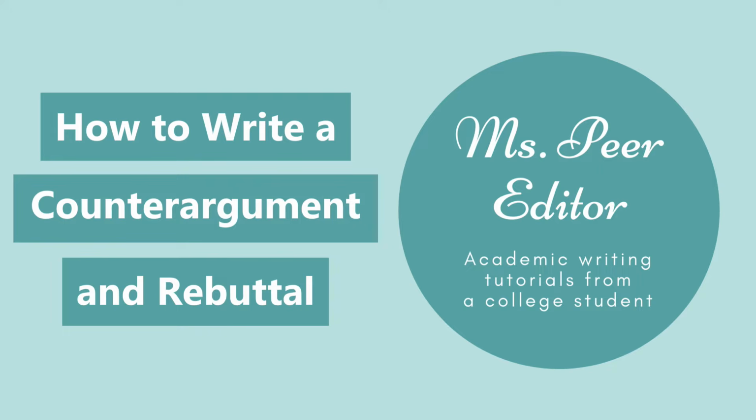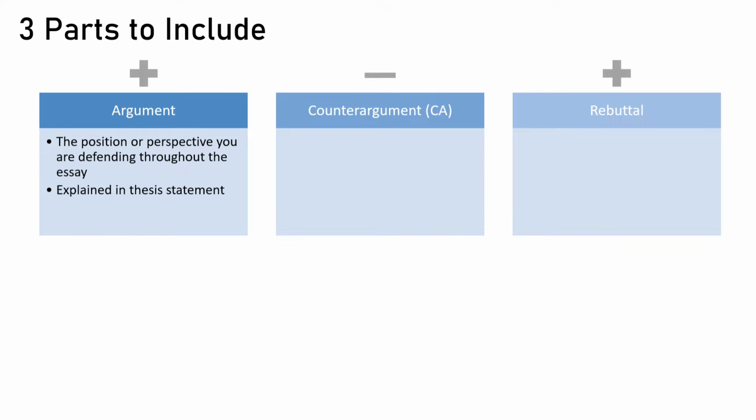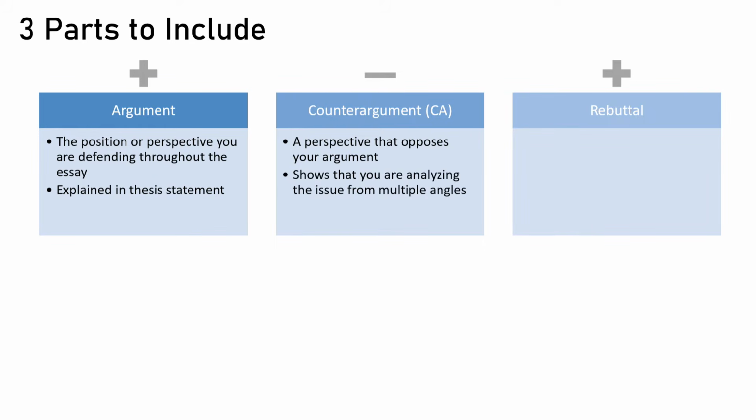Let's get started. Your paper will include three components: your argument, counterargument, and rebuttal. Your argument is the position or perspective you are defending throughout the essay, and the argument is explained in your thesis statement. The counterargument is a perspective that opposes your argument, and it shows that you are analyzing the issue from multiple angles. Including a counterargument enhances your credibility as a writer because you're showing your willingness to be balanced and open-minded. Your essay can include one large counterargument or multiple smaller counterarguments.